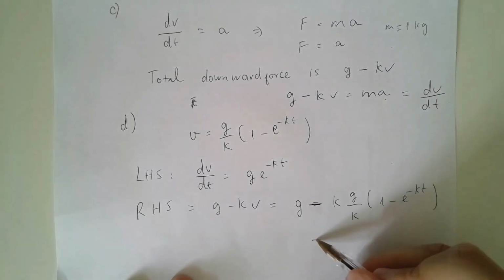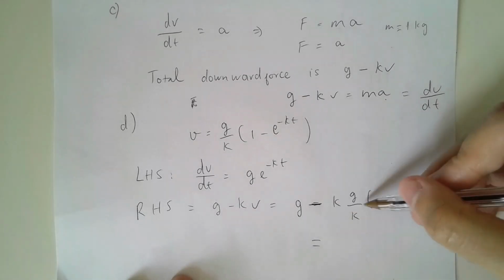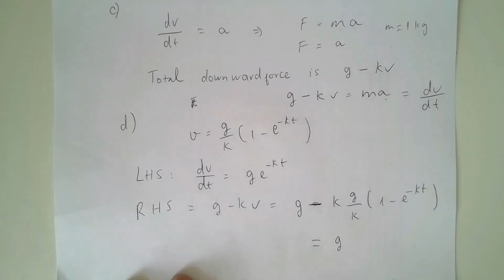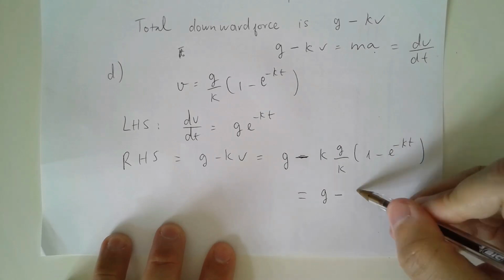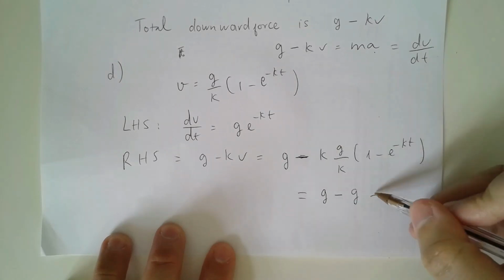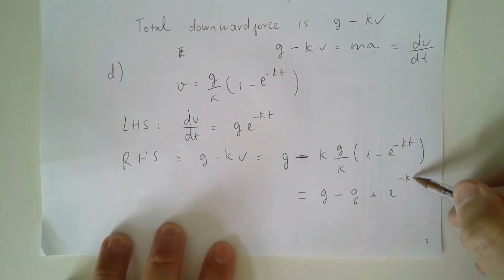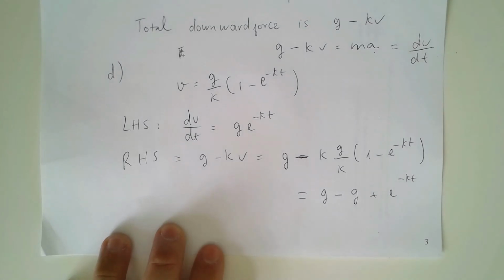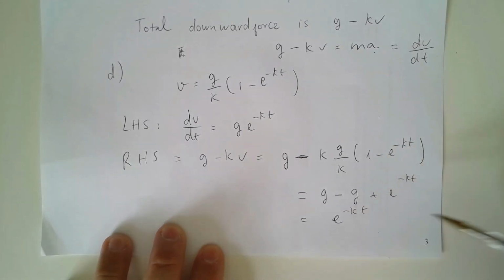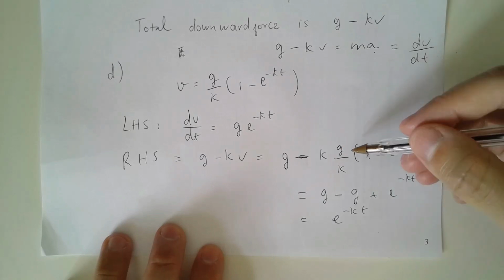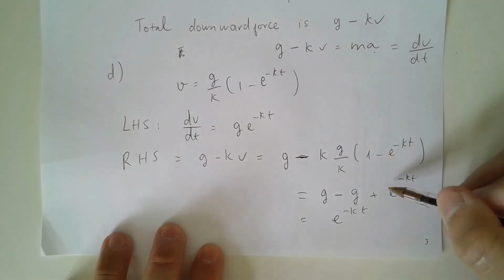And that will give you, expanding the bracket out, g minus g, and then minus becomes plus, g e to the minus kt. And the answer is equal to g e to the minus kt. Oh, sorry, it's g here.